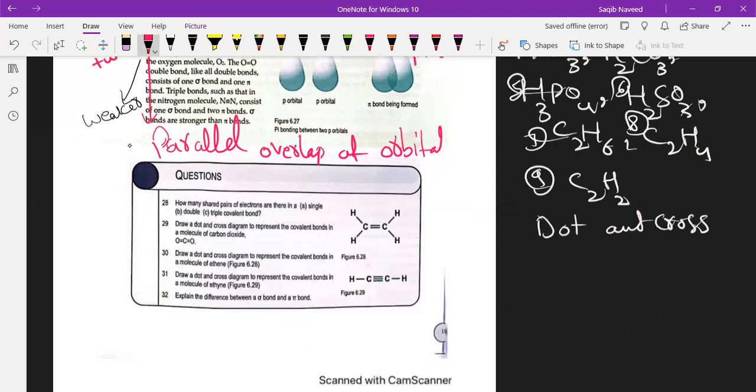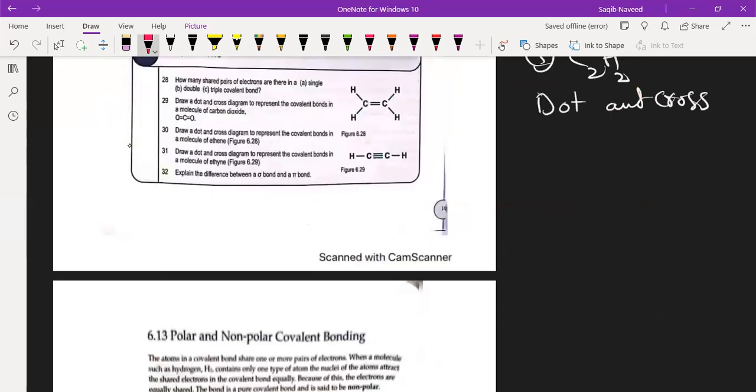तो इसमें कुछ question है. अच्छा, इसमें एक question है, question number 28. How many shared pair of electrons are there in single, double and triple covalent bond? So how many pair in single? 1 pair. And in double bond 2 pair of electrons are involved, and in triple bond 3 pair.